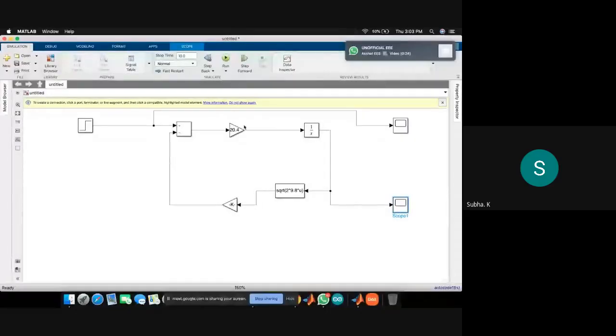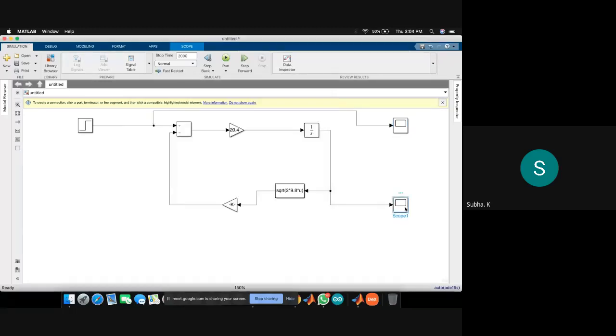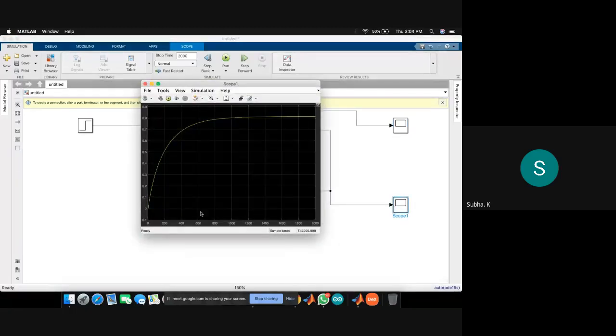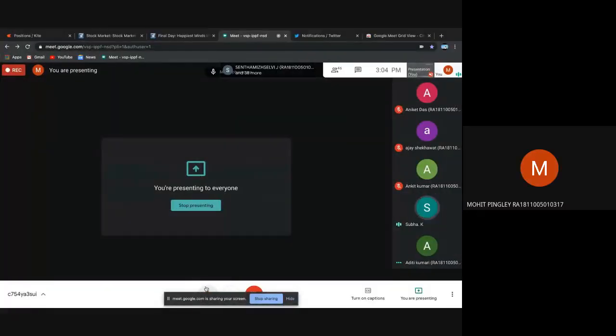Simulation stop time, you have to set it around 2000 or INF. Whose screen is this? Mohit's screen. Show the screen. You are getting the output now. First output you got. Correct, no, Mohit? Now I got the changed output, ma'am. Okay, thank you.